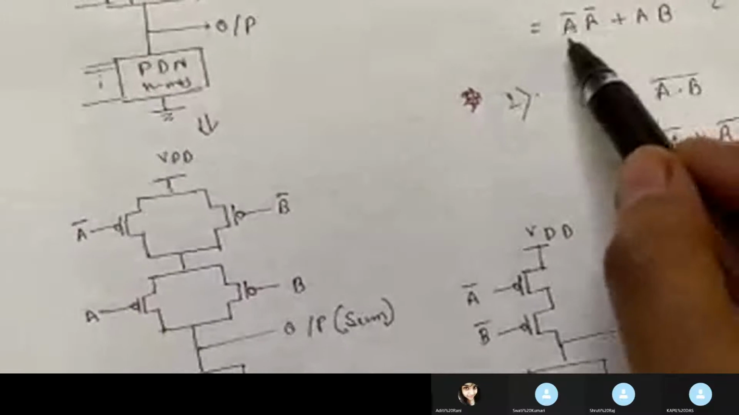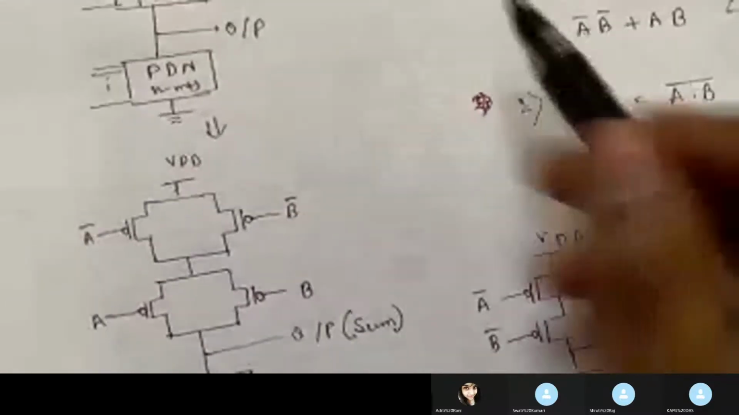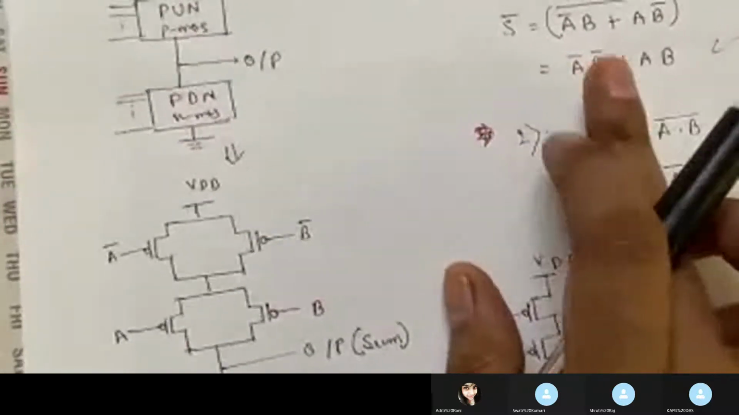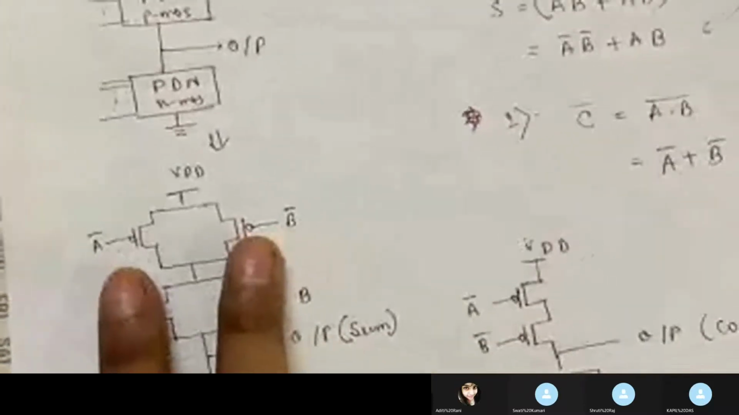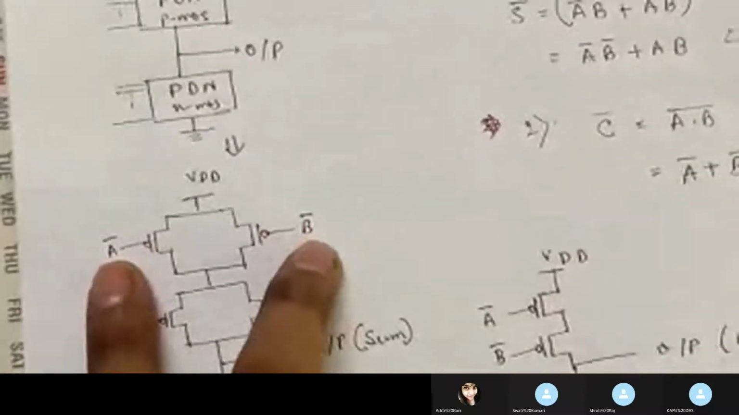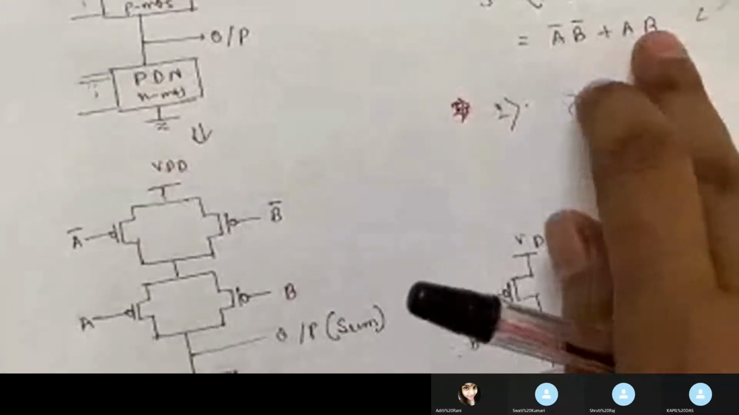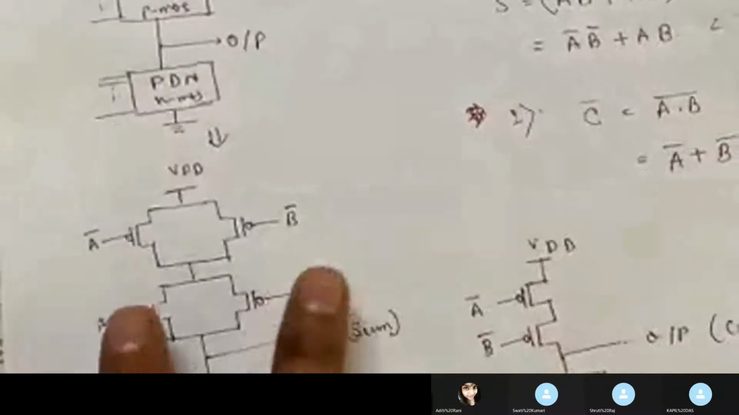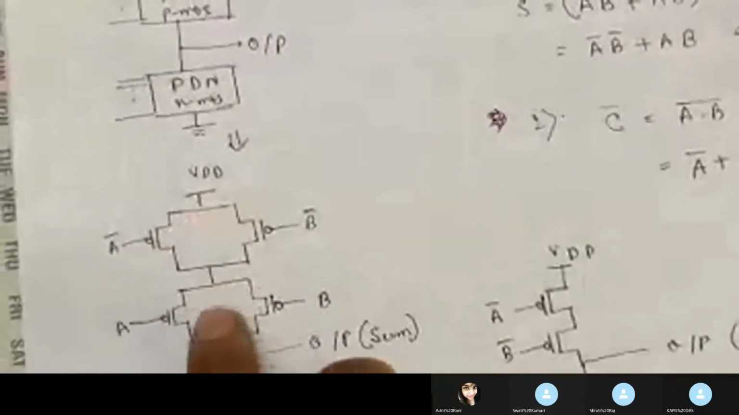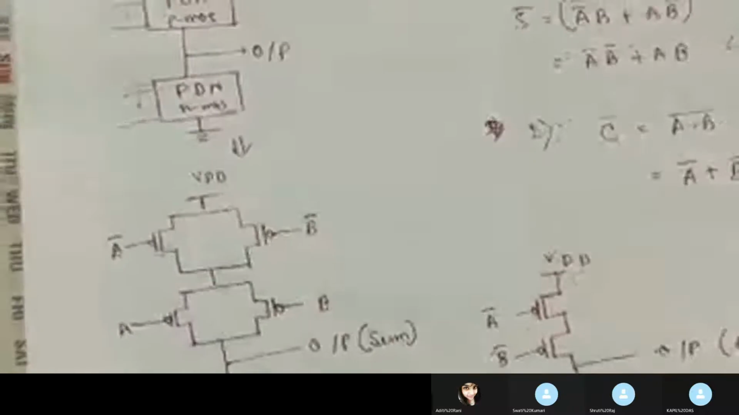For the pull-up network, where there is an AND connection, means they are connected via an AND gate, it will become parallel. In the pull-up network, AND connection will become parallel. So A bar and B bar, both in AND connection, will be connected in parallel. Here I have written A bar and B bar. And this A and B also in AND connection, in the pull-up network this also will be connected in parallel. Now, these two are connected via OR logic, means they will come under series connection. So this logic and this logic are connected via series connection.